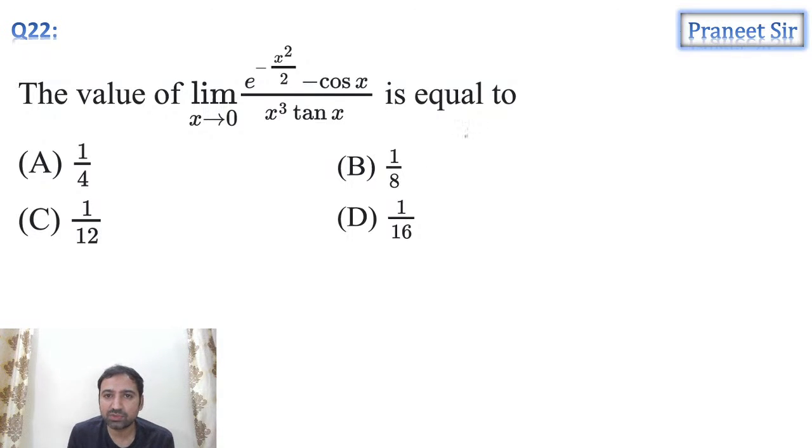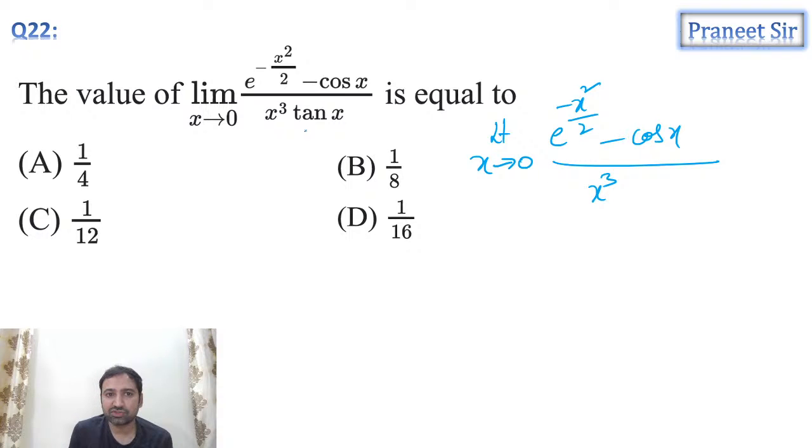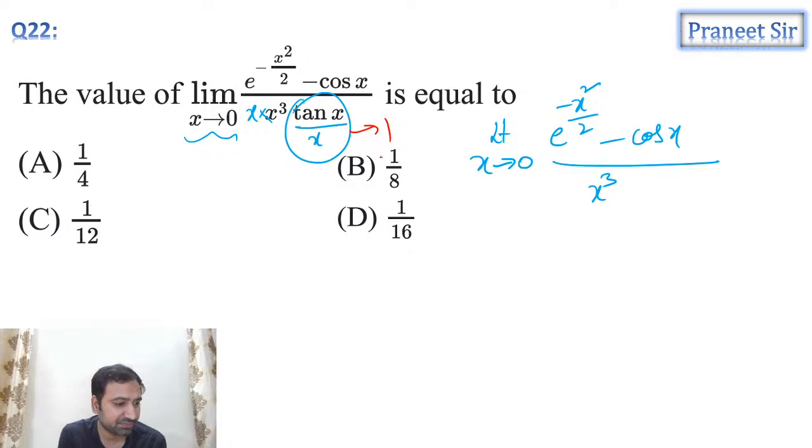When you substitute x equals 0, limit x tending to 0, e power minus x square by 2 minus cos x by x cube. So can I divide with x and multiply with x? If I do that, tan x by x is becoming 1 when x is tending to 0, guys. So this is tending to 1.